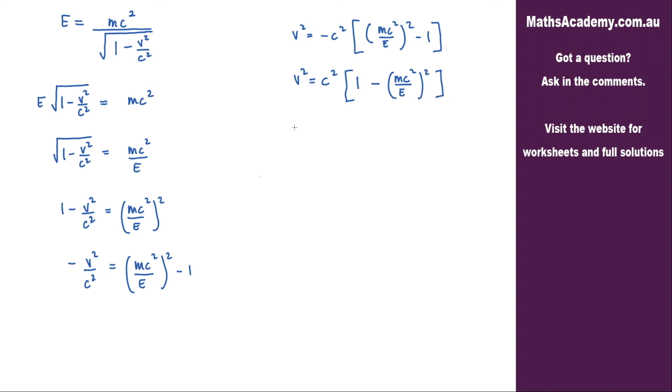And the last step is to take the square root of both sides. So we've got v equals the square root of c squared, 1 minus mc squared over e, and that is all squared.